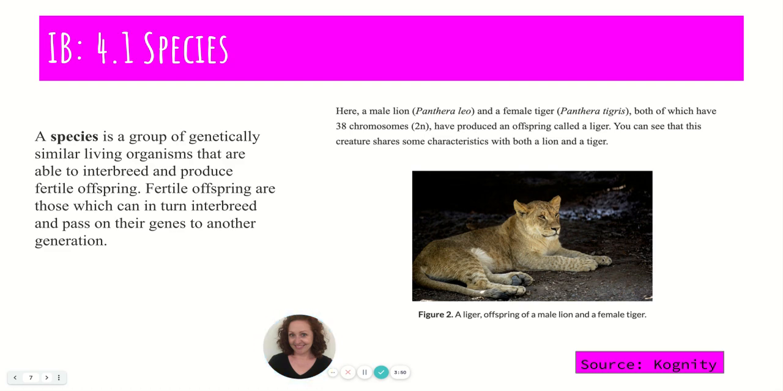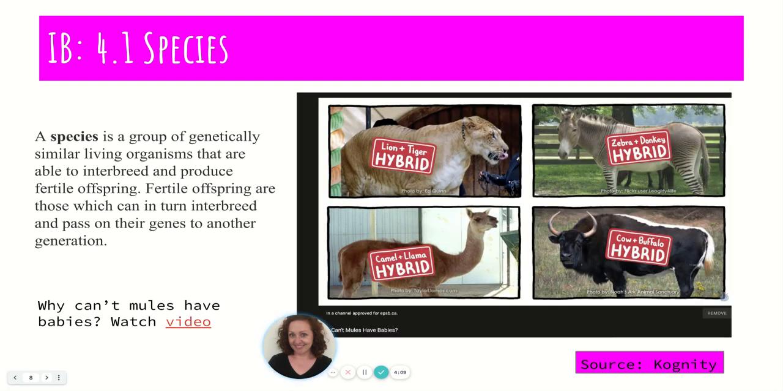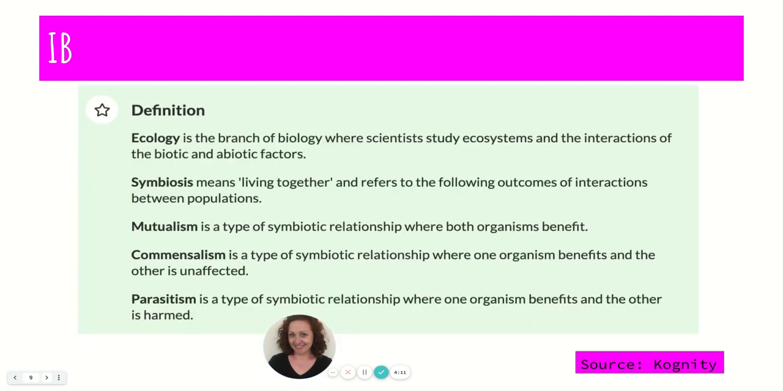This is a liger. It is a male lion and a female tiger have produced this. However, they cannot produce their own offspring, and so that is a hybrid, right? So species have to be able to produce their own fertile offspring, and so this would not be a version of that definition of species. Again, this is in the IB category, so you can see the hybrids that were given there.